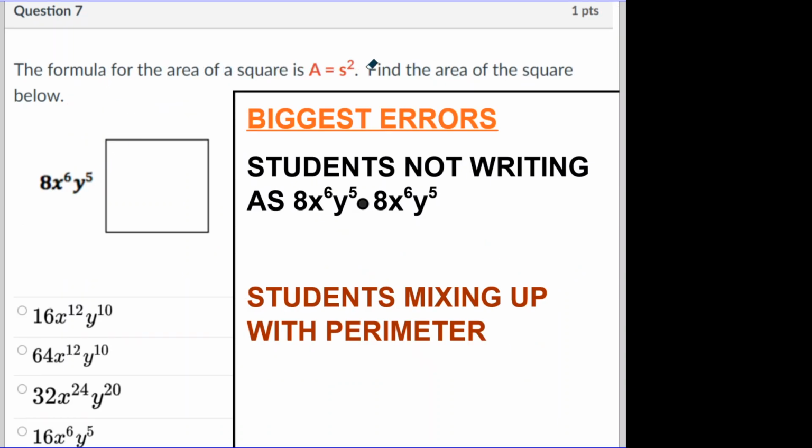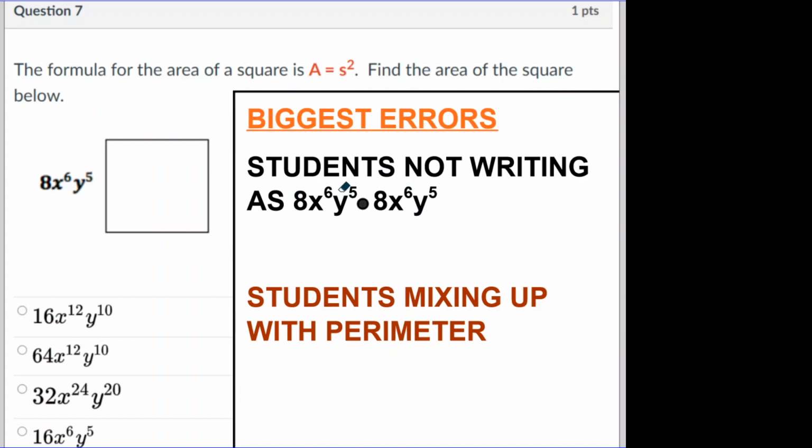Formula for the area of a square is this. Find the area of the square. Main problem, people not really try, I'm guessing, because you can't always tell, but not writing out what squared means. So look at the formulas carefully when they give you that. So squared just means multiply by itself. So write the question out 2 times, and then you can do 8 times 8, which is 64.